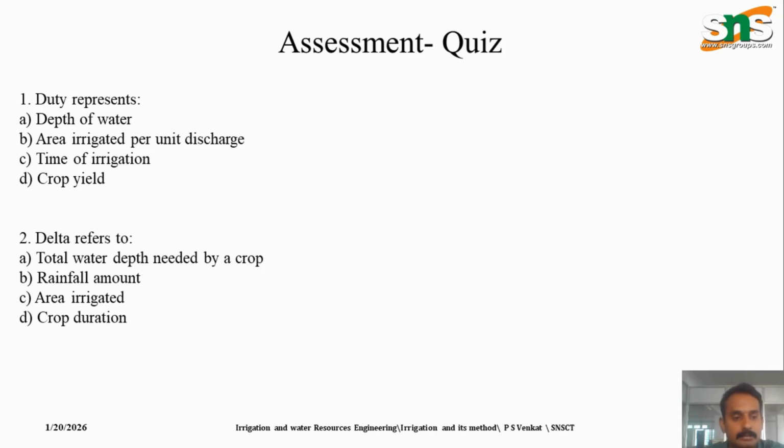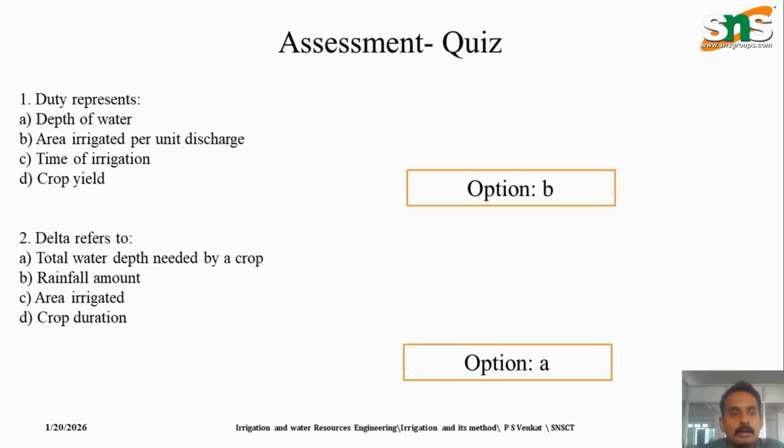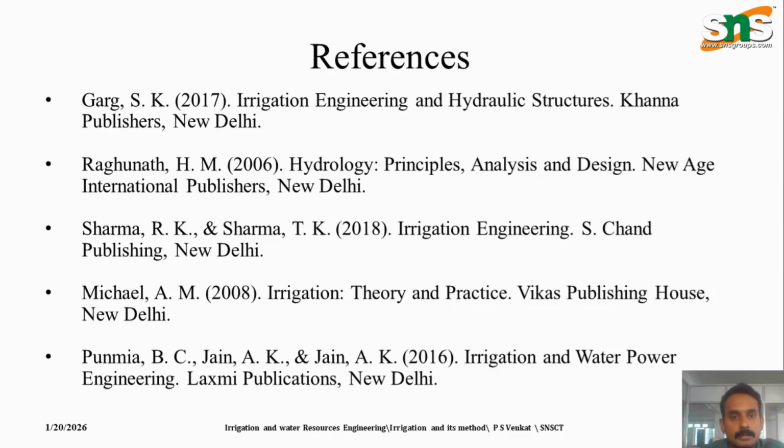So let's take a quick assessment. Let's check our understanding. Duty represents either depth of water, area irrigated per unit discharge, time of irrigation, or crop yield. Delta refers to either the total depth needed by a crop, rainfall amount, area irrigated, or crop duration. Take a few minutes to answer the questions. The answer for the first question is area irrigated per unit discharge, and for the second, delta refers to the total water depth required by a crop.